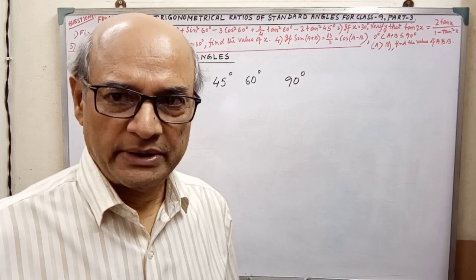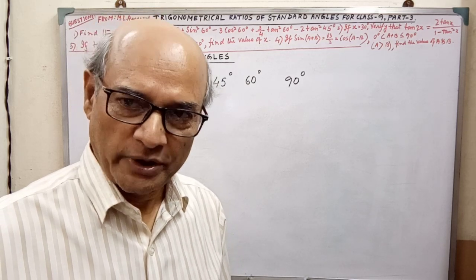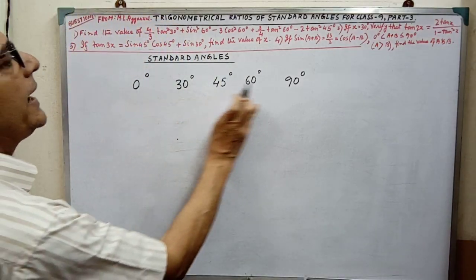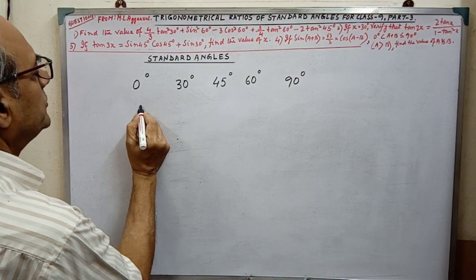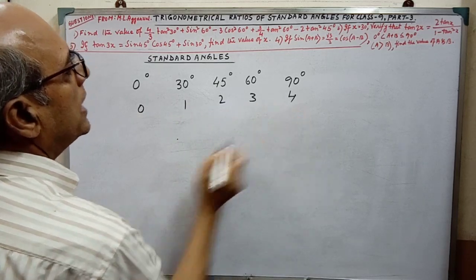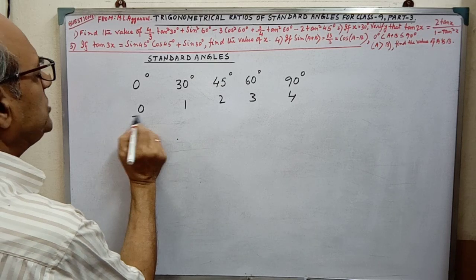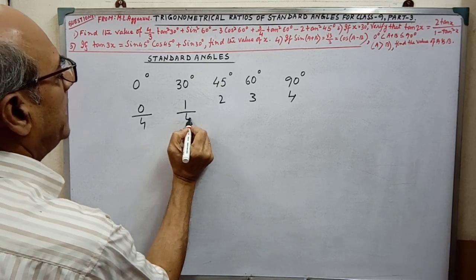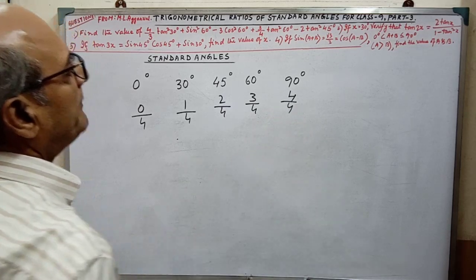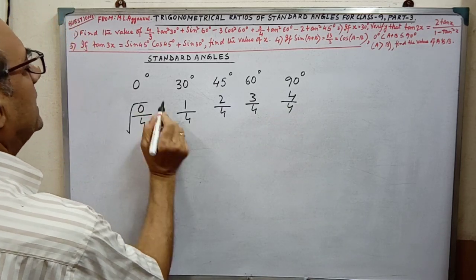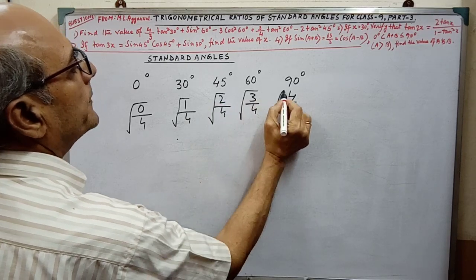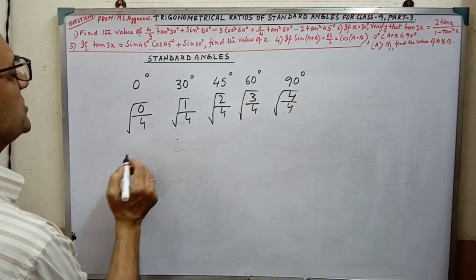There is a shortcut method that I am showing you. Please pay your full attention. After writing the angles in this way, then you have to take 0, 1, 2, 3, 4. After taking this, then each you have to divide by 4. After that, you have to take the square root of each in this way. After that, we have to simplify.